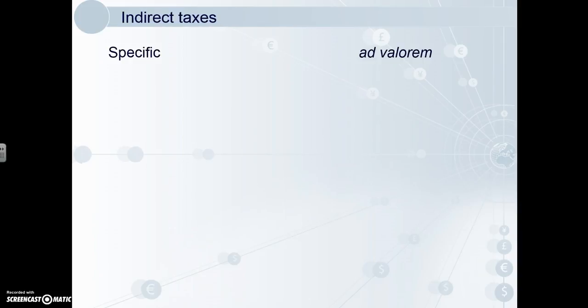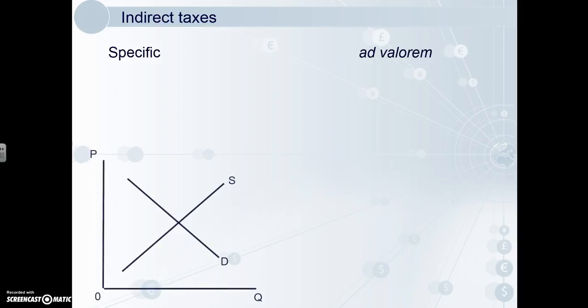Now, we're going to draw some diagrams. We already know that a tax will shift the supply curve left. And we've been drawing the new supply curve as a parallel line, just like that. Now, we learn that it's not always parallel.